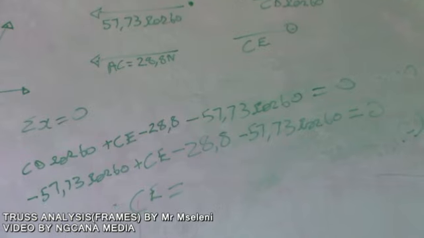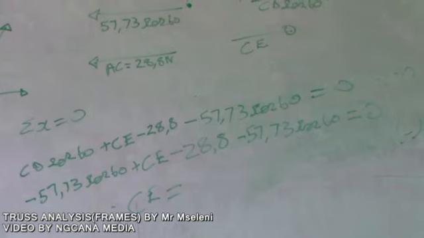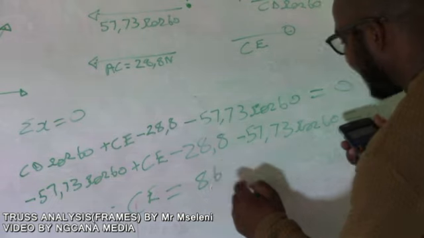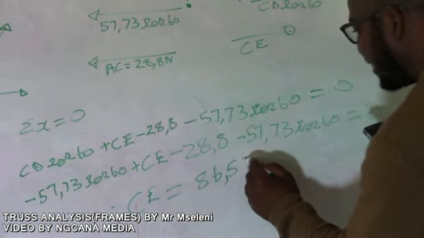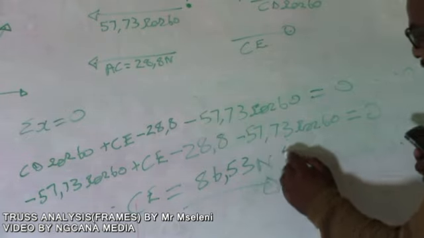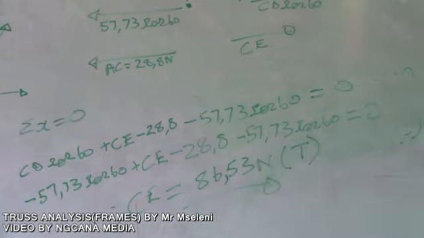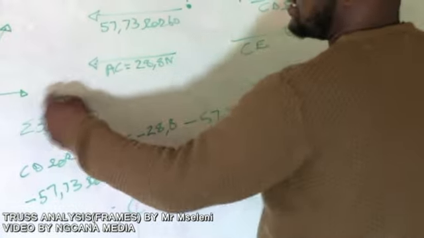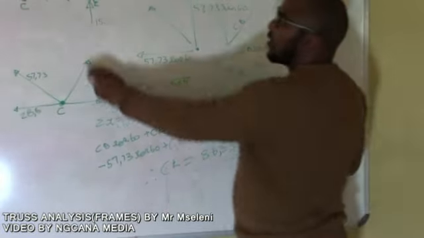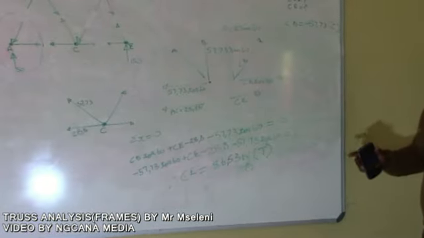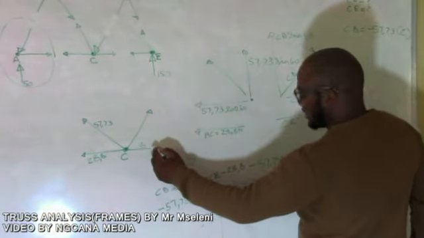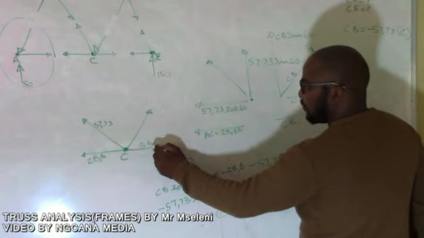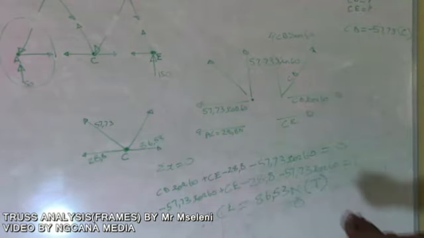And then we get our answer as positive 86.53 newtons. Therefore, this one is positive, so it's under tension, meaning our CE is in the right direction. There's nothing we have to change. So it simply means that your CE is under tension, 86.53 newtons, which is in the right direction.